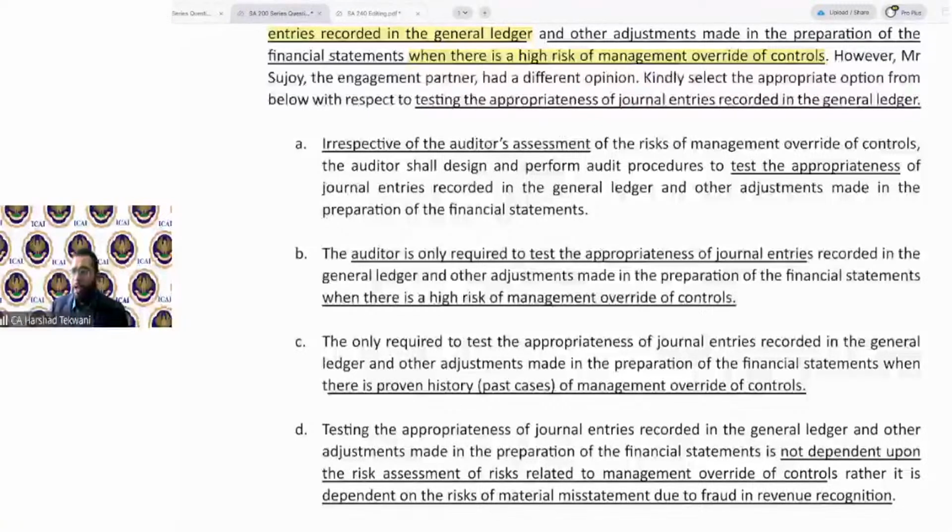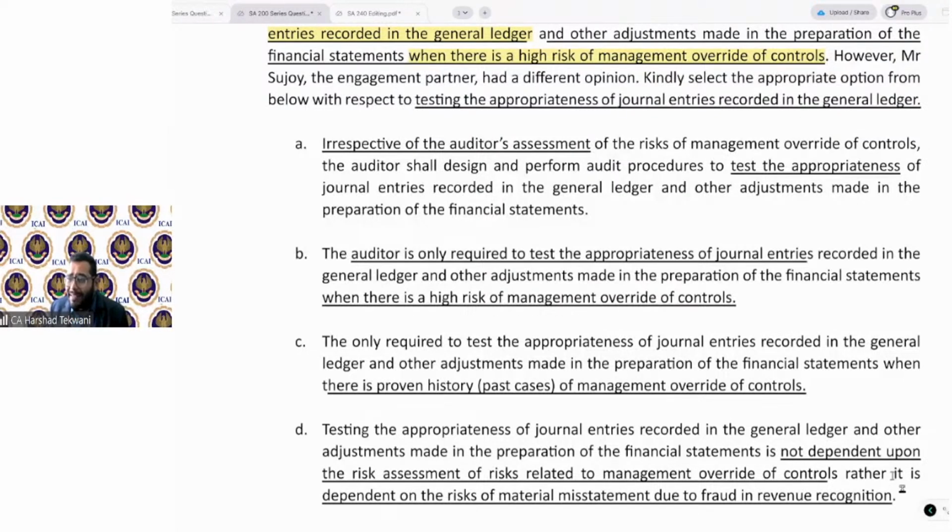When we were discussing SA 240, I told you there are two things. Two risks which are presumed risks, meaning they are significant risks. One is the risk of management override of control. Second was the risk of material misstatement due to fraud in revenue recognition. Now, the risk of management override of control is a presumed risk. That is, by default there is a significant or higher risk.